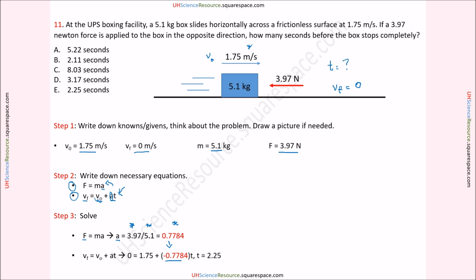Doing so, we can say that the final velocity that we're trying to find, which is going to be 0 since it's stopped, is equal to the initial velocity, which is 1.75, influenced by the acceleration from the force. The acceleration we found previously is negative 0.7784, since it's the opposite direction of the velocity, times time, so we can solve for the time. If we do that, we're going to find out that the time is going to be 2.25 seconds, and if we look at our answer choices, the correct answer should be answer choice E.